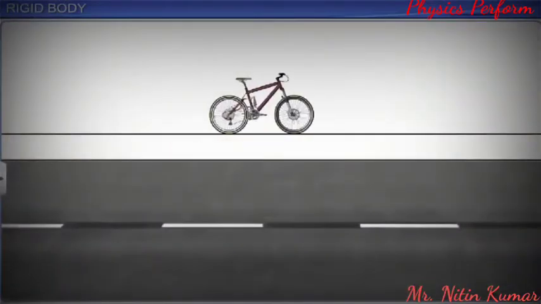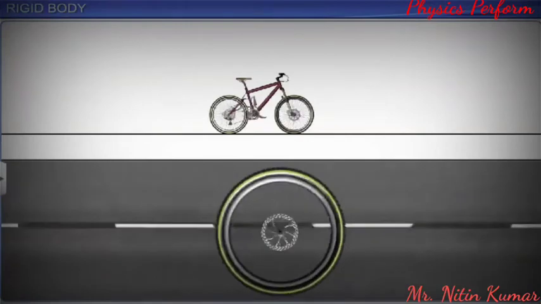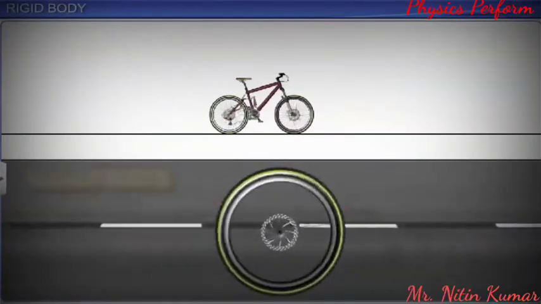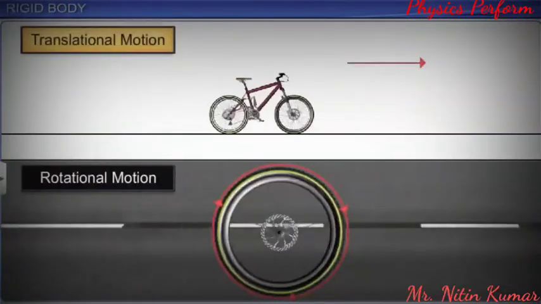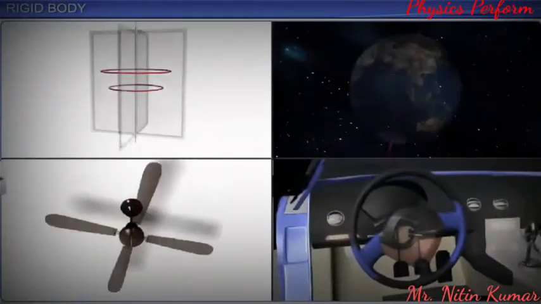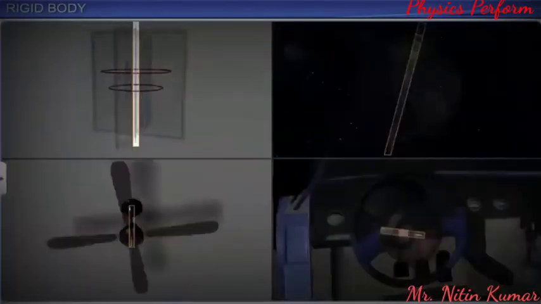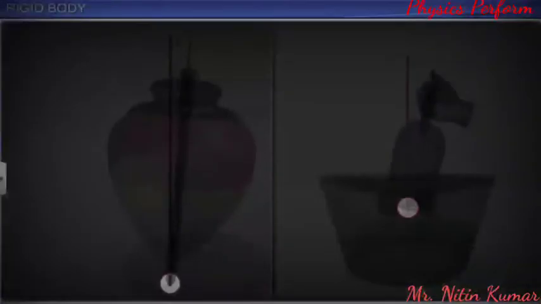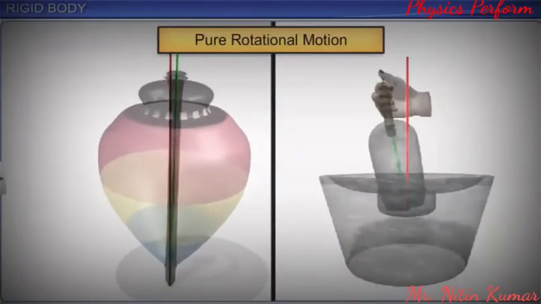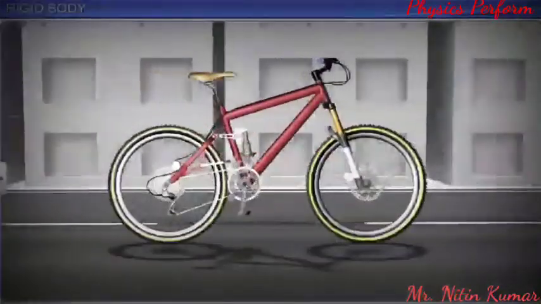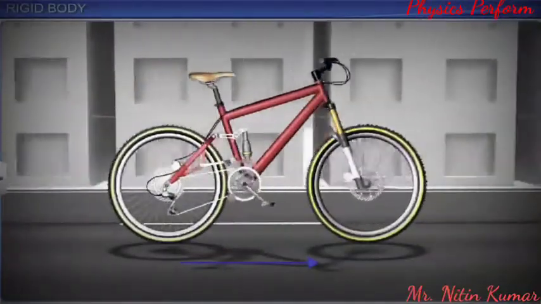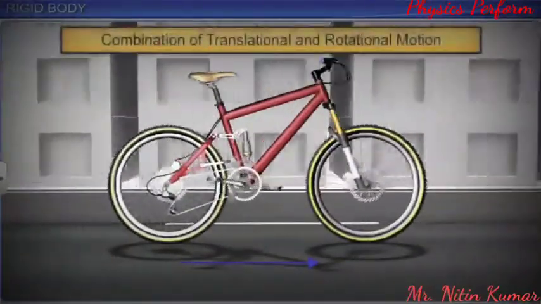Observe the motion of the rolling wheel of a bicycle. The motion of any rolling body is a combination of rotational and translational motions. If a rigid body is fixed to an axis or a point, its motion is pure rotational motion. If the rigid body is free, it can have pure translational motion or a combination of translational and rotational motion.